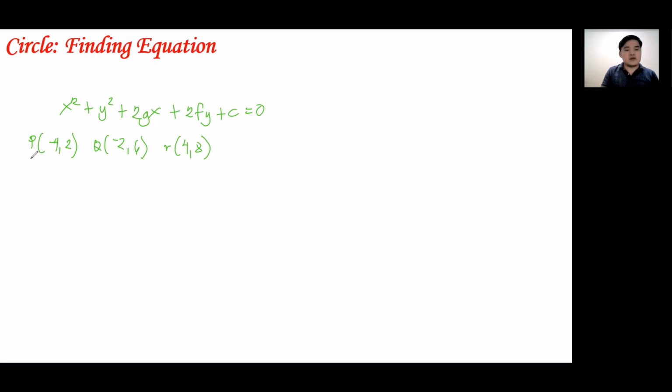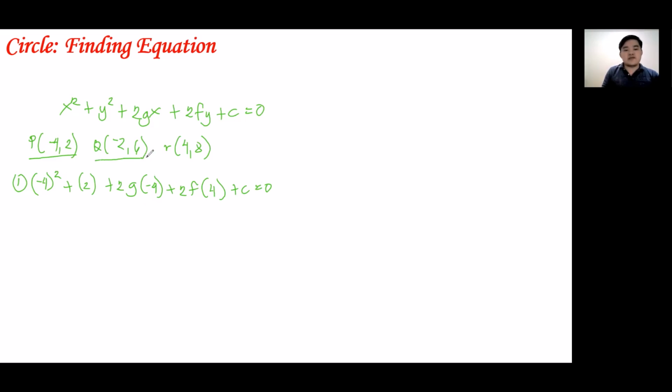First and foremost, we're going to get P. How will you find the first equation of the circle using point P? Just substitute the values of x and y in our given equation here. So for our equation number 1, that's (-4) squared plus 2 squared plus 2g, what is x? -4, plus 2f, what is y? 2, plus c is equal to 0. And that is our first equation.